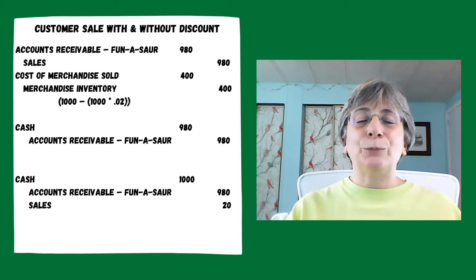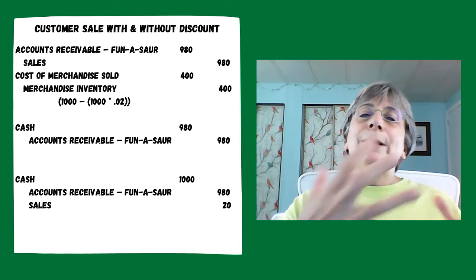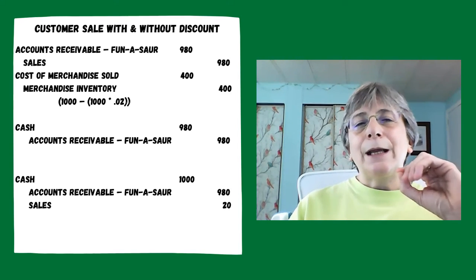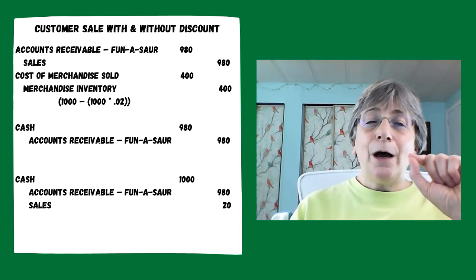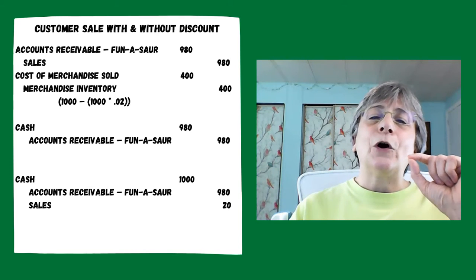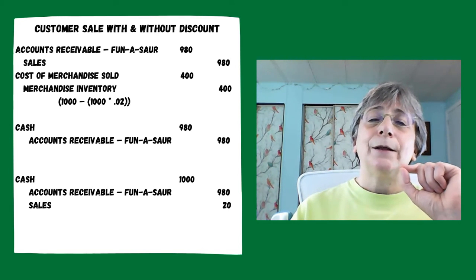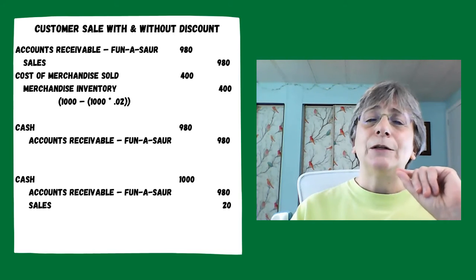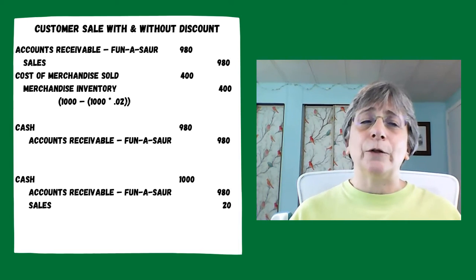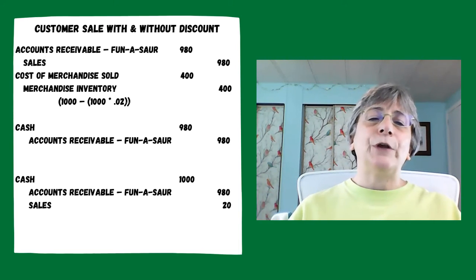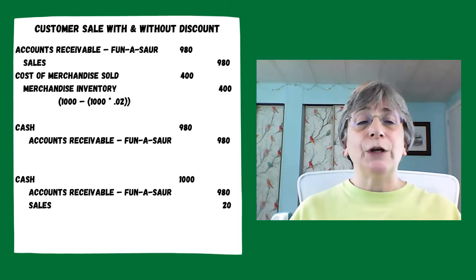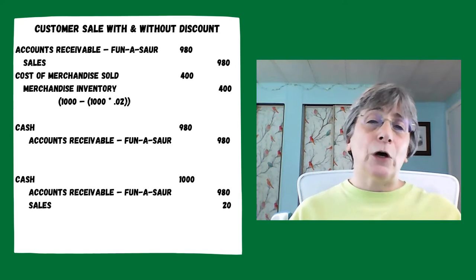But because our textbook got weird on us, we need to bring those terms into the way that we figure this transaction. So we're going to debit accounts receivable, Funosaur, not for $1,000 but for $980. And this is our 2% discount on that $1,000. So $1,000 times 2% is $20. We're going to subtract that from our $1,000, and we're going to record our sales of $980. Our cost of merchandise sold, $400. Merchandise inventory, $400. That does not change.